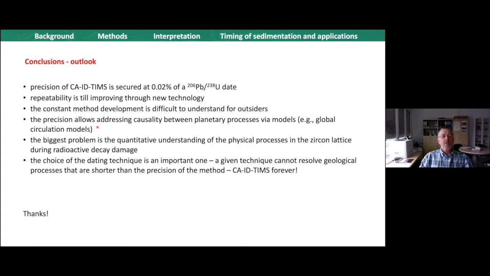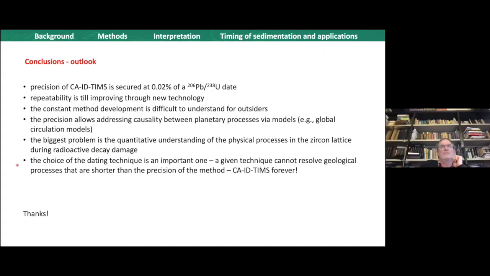But now we are at the precision where we can start to think, to dream about assessing causality between planetary processes. But of course, this goes via models. Just showing it's the same age is not enough. I mean, coincidence exists. And after 50 years of uranium-lead dating, we are still struggling with the initial and biggest problem of the radioactive decay damage of zircon.